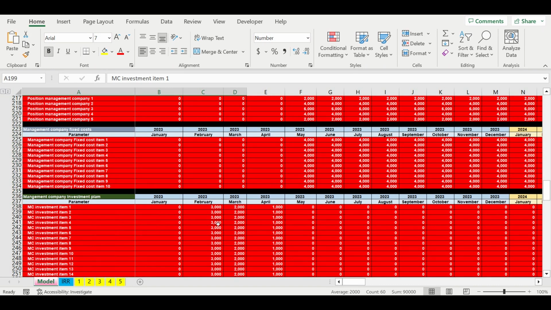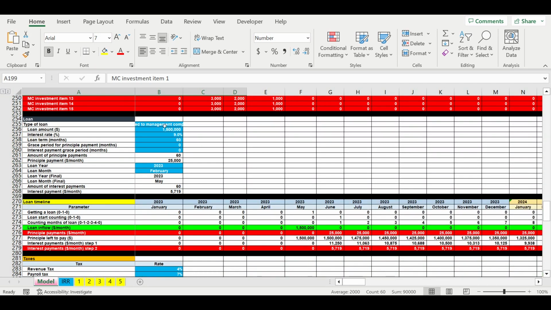This is the loan for the business, the general loan. It can be linked to the management company appearance, or it can live independently. Here we can specify how we would like to link or delink this loan from management company to management company.